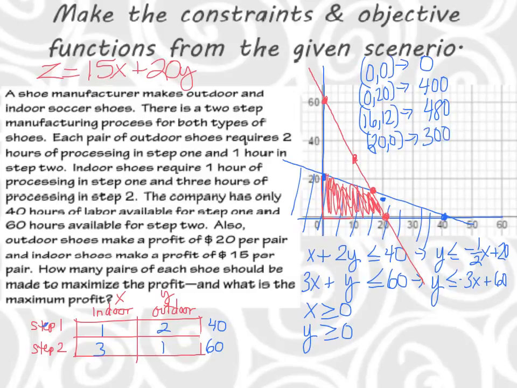All right, so it looks like to optimize our function, we've got this situation right here where I need to make 16x, 12y. So make sure you answer back, what does that mean? Okay, so to maximize the profit, remember that's your goal, we need to make 16x, so that's indoor shoes. So you write a statement that says you need to make 16 indoor shoes, 12 outdoor shoes to maximize your profit at $480. Be sure that you write that sentence as your final answer.